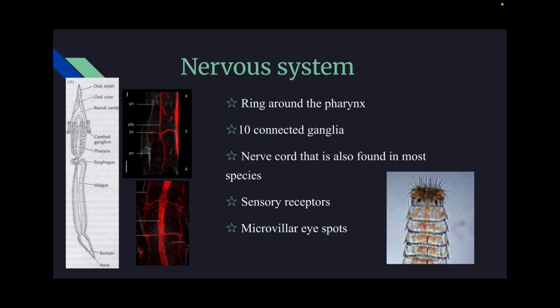Nervous system. The nervous system of Kinorhynchs is relatively simple. They have a ring around their pharynx, which is here highlighted in red, known as the nerve ring. Around the nerve ring, there's a series of 10 ganglia connected to it. Each ganglion has a corresponding nerve cord, and 8 of those nerve cords are also found in most species. They also possess bristles, which act as sensory receptors, along with eye spots near the nerve ring, which are here pointed out in red.